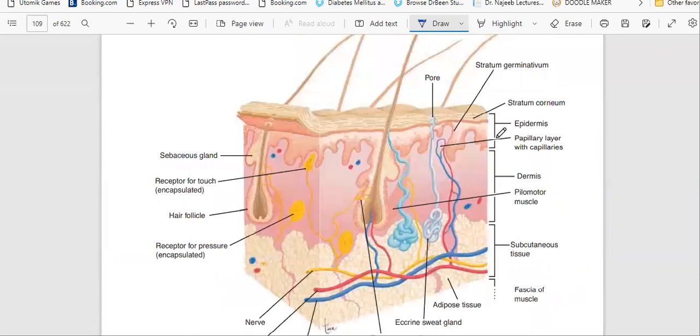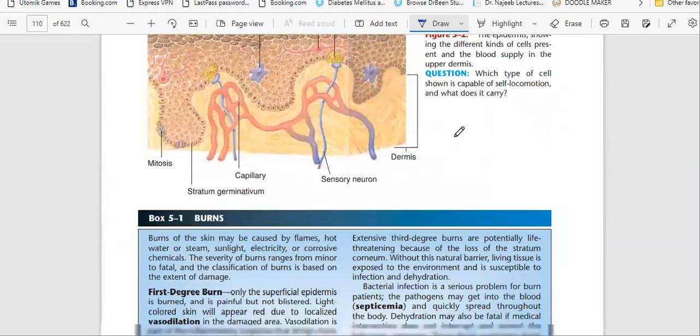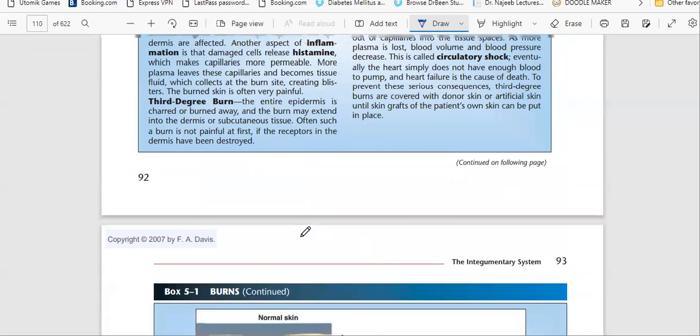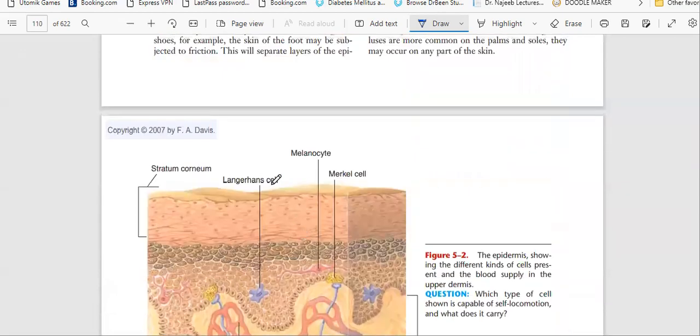Here we have the diagram. We have epidermis and dermis. We can see the stratum corneum is the outer layer, and the stratum germinativum is the inner layer. And mitosis occurs here. And then afterwards we talked about Langerhans cells. What do Langerhans cells do? They are branched like this. These are the Langerhans cells, and these are the Merkel cells, and these are the melanocytes.